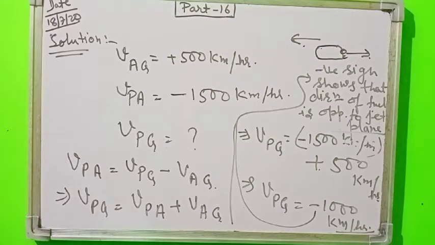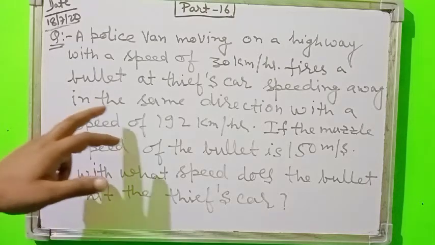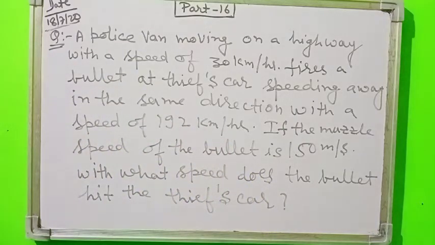Now, we will go to the next question. Yes, dear students, look at the next question. A police van is moving on the highway with a speed of 30 km per hour, and from the police van, the police fire a bullet at a thief's car speeding away in the same direction with a speed of 192 km per hour.